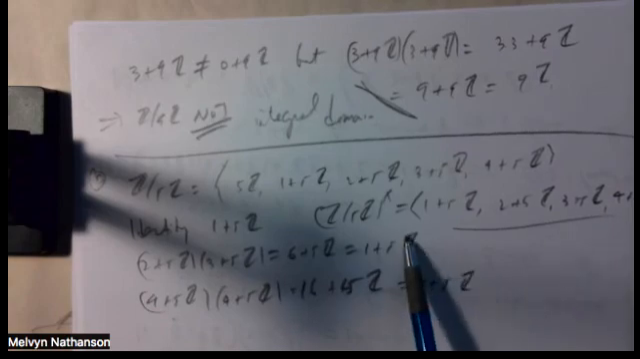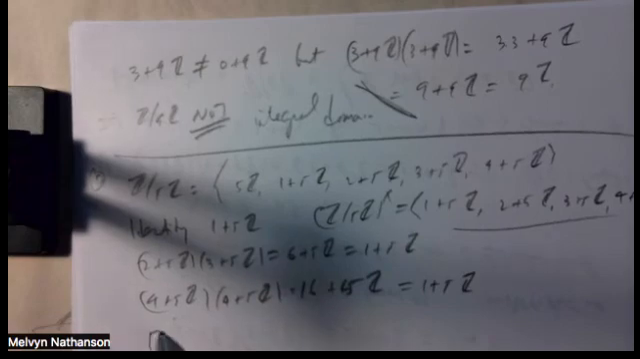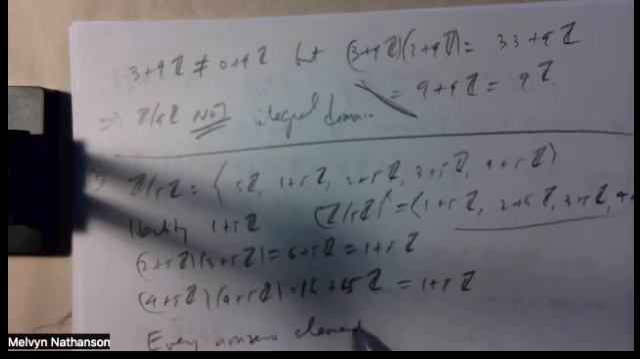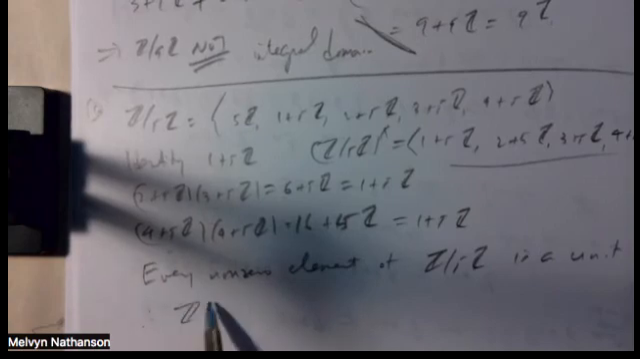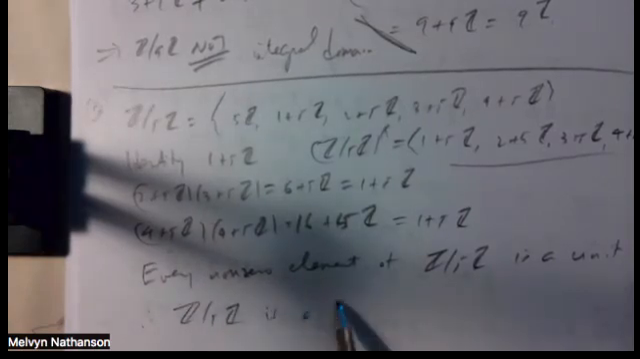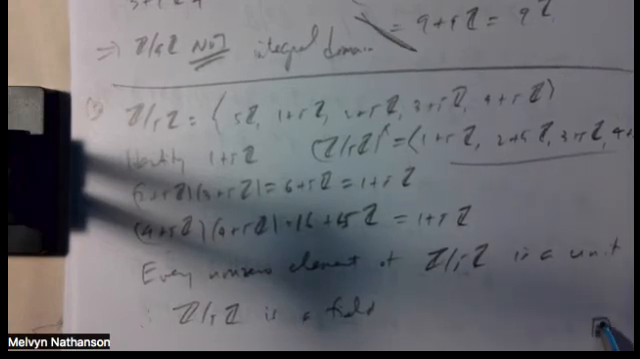0 is never a unit. So every non-zero congruence class, every non-zero element of Z mod 5Z is a unit. So that tells us what the units are, and therefore Z mod 5Z is a field, because a field is, by definition, a commutative ring in which every non-zero element is a unit. So that's part B.